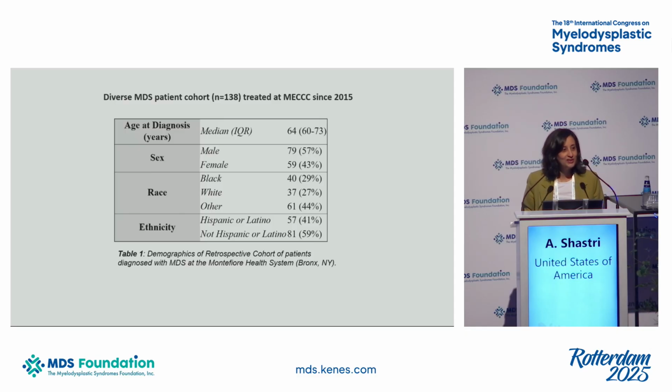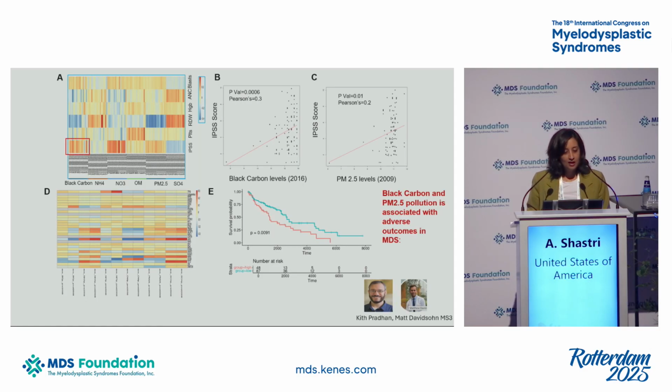And so we looked at a smaller cohort of patients with MDS with a very similar race and ethnicity background at our institution. What we saw that was very interesting is that here the black carbon, as you can see in figure A, correlated with a higher IPSS score for patients with MDS. There were some other correlates too with nitrogenous compounds, etc.